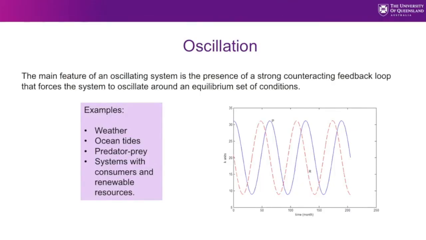So now we're going to discuss our second behavior interacting two stocks. This is the oscillation behavior. The main feature of an oscillating system is the presence of a strong counteracting feedback loop that forces the system to oscillate around an equilibrium set of conditions.